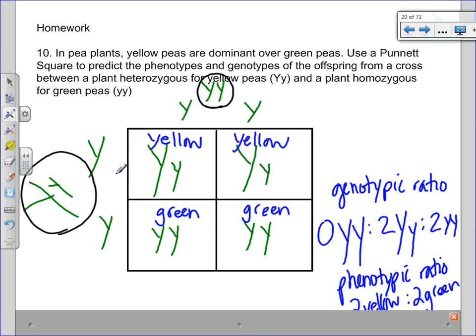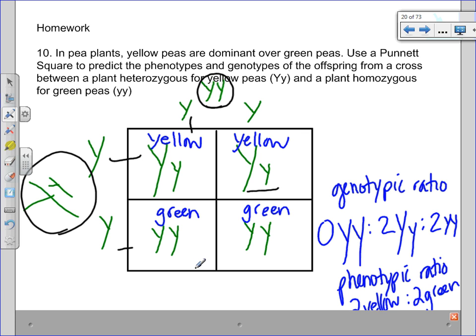So we have a big Y from here and a little y from here. Big Y, little y. Another big Y over here and a little y from the top. We get a big Y, little y. And then the rest are just little y's. So the top two are heterozygous dominant, so they're both yellow.